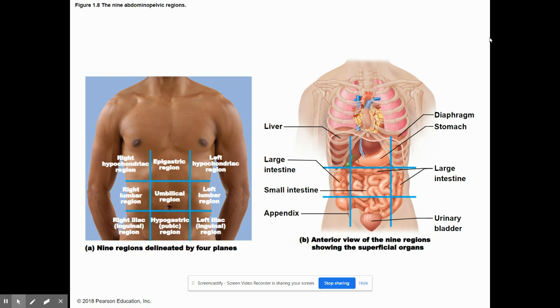And so as you can see, if you have pain in the hypogastric region, it could be related to an issue with your intestines or your urinary bladder. If you have pain with the right hypochondriac region, it could be related to issues with your liver or your gallbladder. So again, these are used to determine which organs could be affected based off where the patient feels pain.